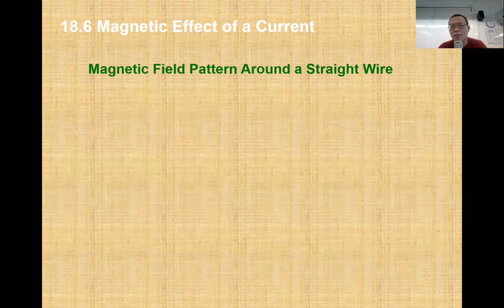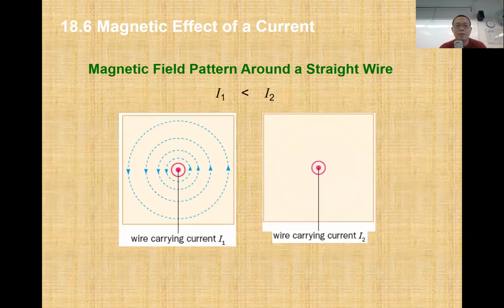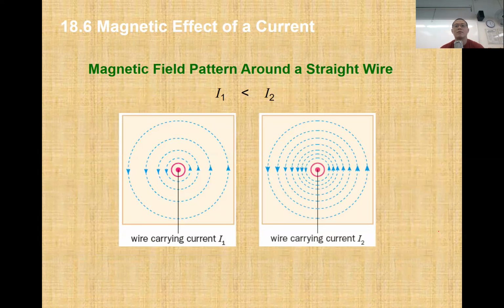And how do we decide on this field line? How do we determine it?